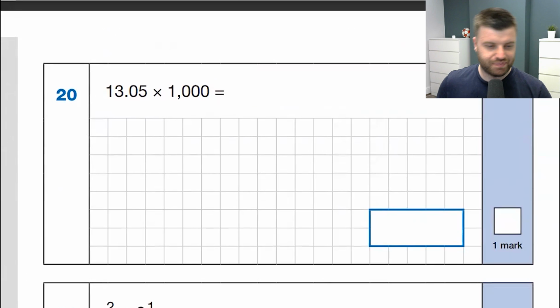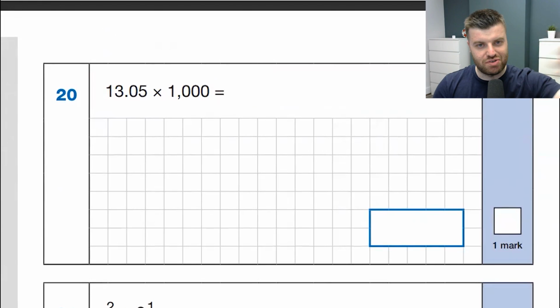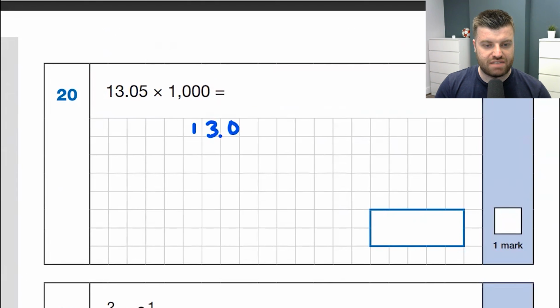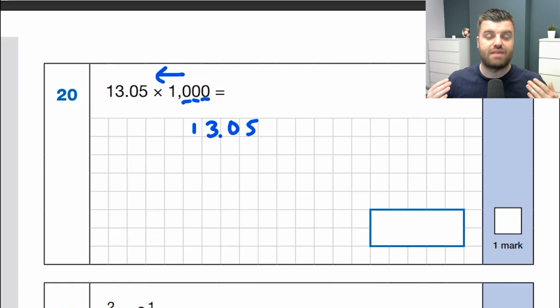Question 20 now. 13.05. We are multiplying or dividing by 10, 100, 1,000. So we're going to just shift our digits up and down the place value chart. We're multiplying, so we're getting bigger. We're going to go to the left to increase our value. And we're going to do it by 3 places because there are 3 zeros in 1,000. And we're getting technical. It's because 1,000 is the same as times 10, times 10, times 10. And we know each jump in the place value table is 10 times bigger. So let's do that now.